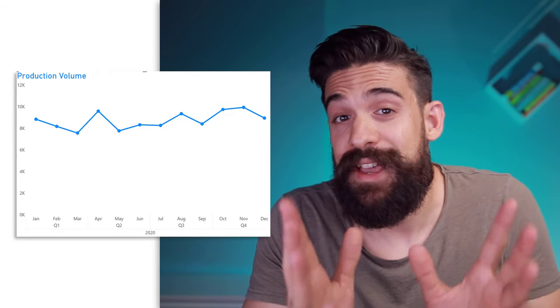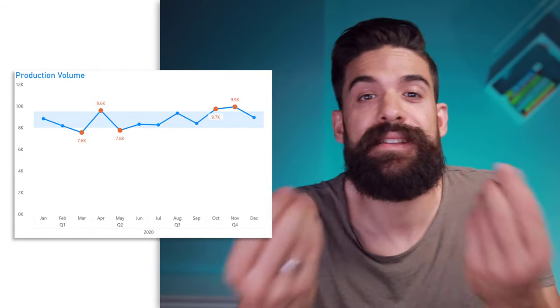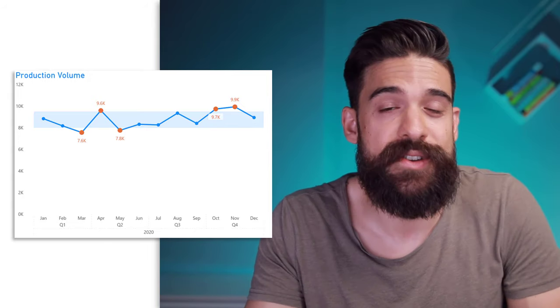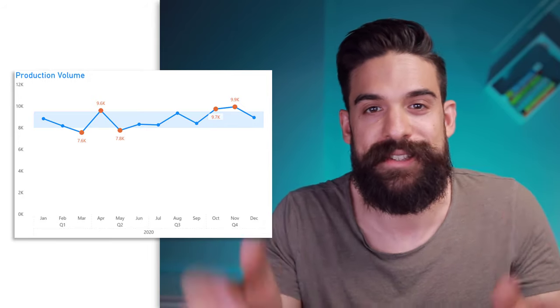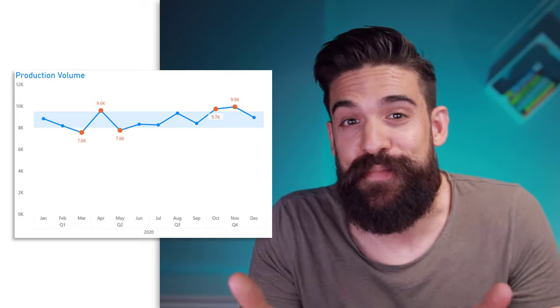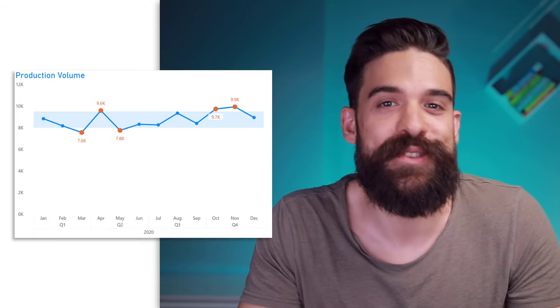What you can do is add a target area and highlight the outliers, which puts the numbers into context and makes this chart much more insightful. And I'm going to show you how you can set it up without using custom visuals.